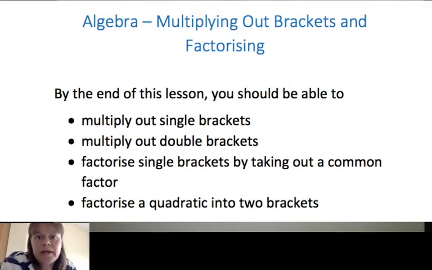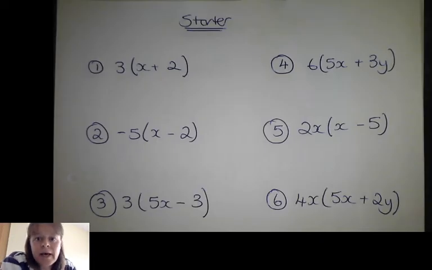We've sent you a document to go with this lesson, and the first thing I'd like you to do is to look at the starter activity where you've got to practice multiplying out some single brackets, and hopefully that's revision. We'd like you to have a go at those 6 questions. They look something like that. Once you've done that, unpause the video and we'll talk you through what we did and look out for any mistakes. So pause the video now, have a go at these 6 questions.